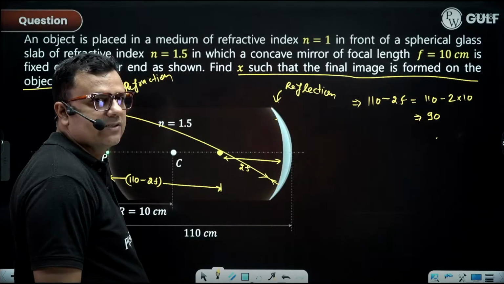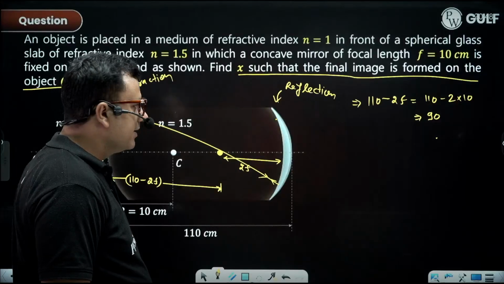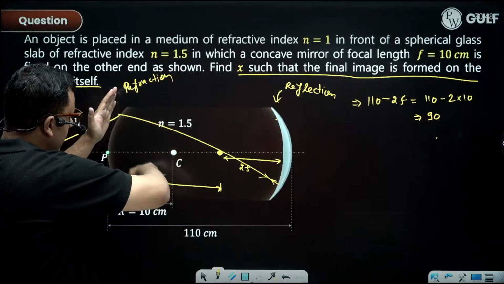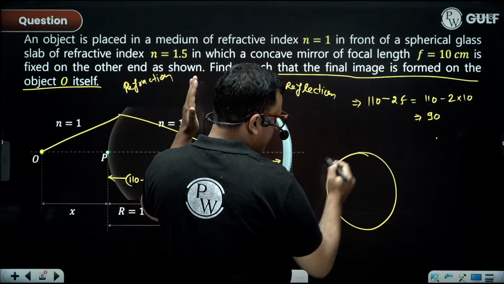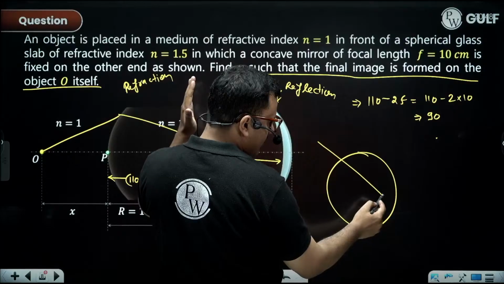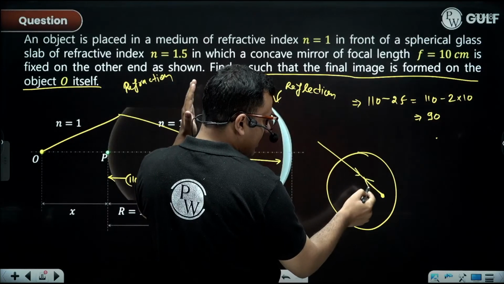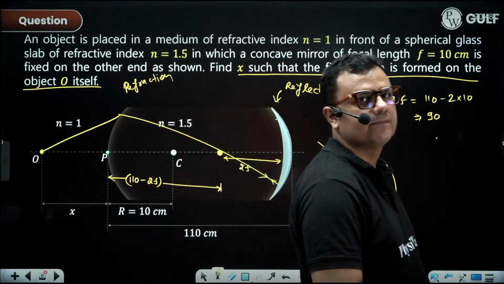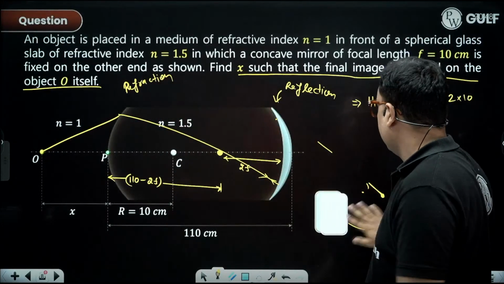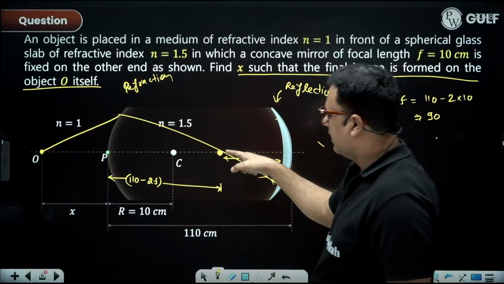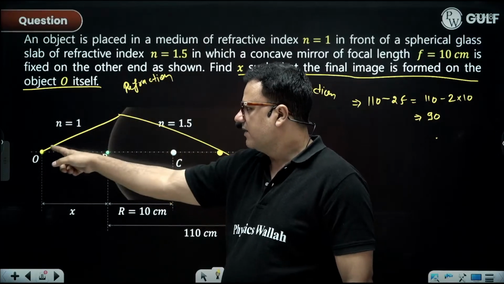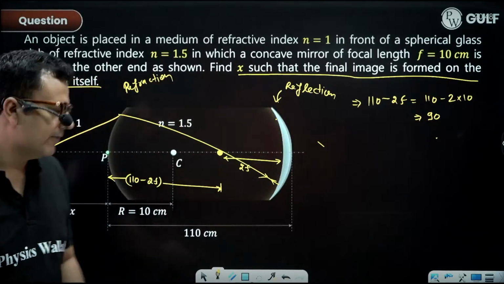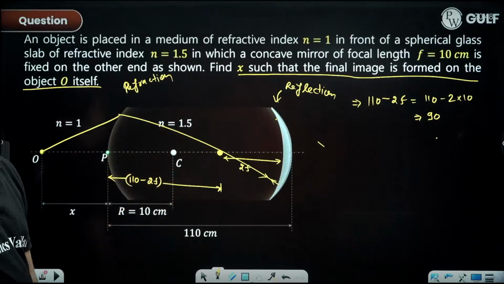What we have said, my dear friends, if the ray goes like this, please try to understand what I'm trying to say. This is your spherical slab. If the ray comes from this point, then it will revert back at this point. It is not necessary that we are talking about the center. We are just saying it will revert back on the same path. So the way it enters, the same way it is going to leave. Is this point clear or not?